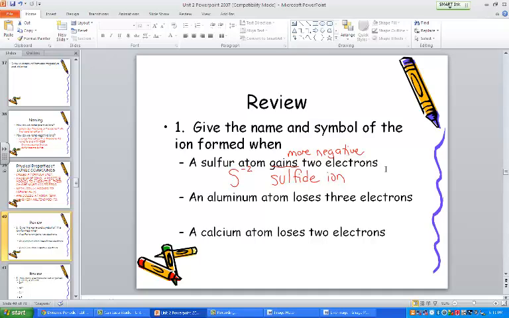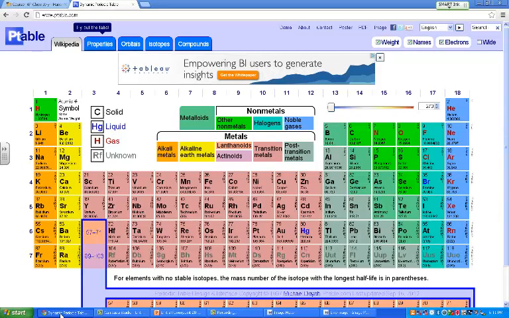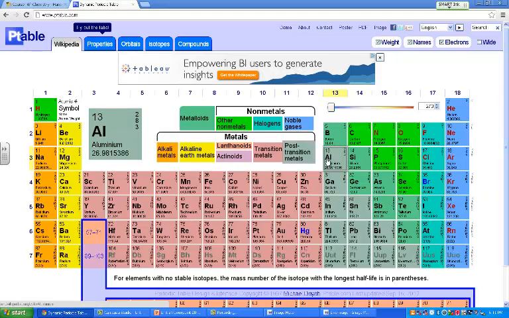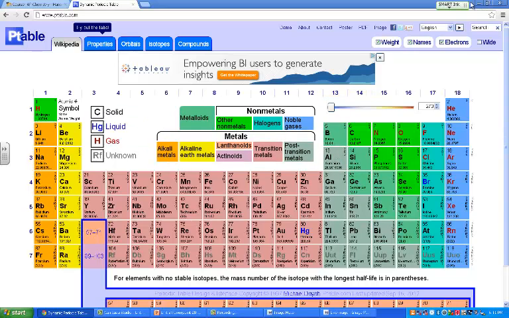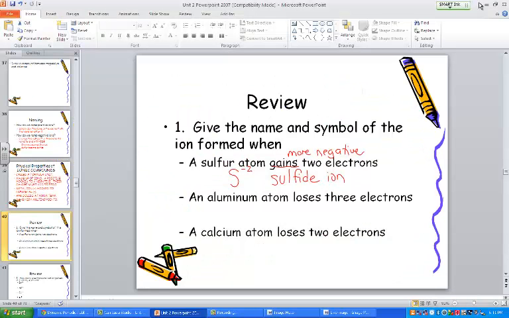If the aluminum atom loses 3 electrons, what's the symbol for aluminum? Do you see it? Aluminum is number 13. Its symbol is Al. The story problem told us if it loses 3 electrons, remind yourself, losing makes you become more positive. Aluminum, after it lost 3 electrons that were negative, becomes a +3 charge. And we simply name it the aluminum ion.